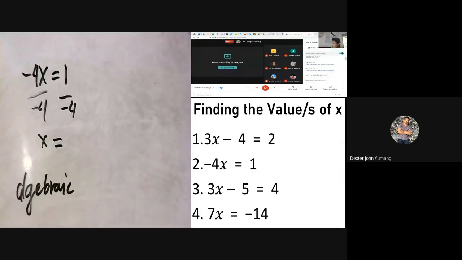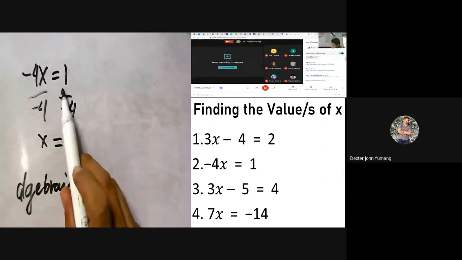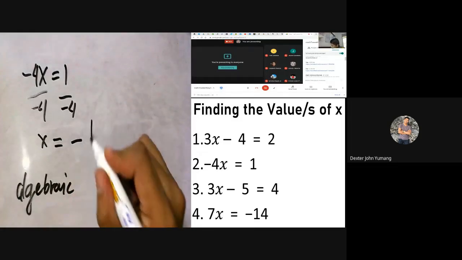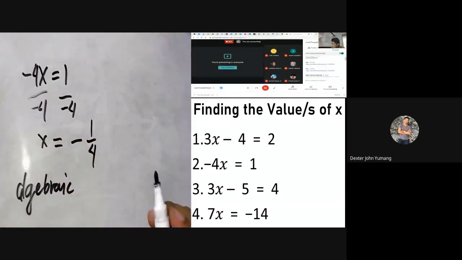Kung pareho ang negative-negative, magiging positive siya. Kung different signs sila, like positive-negative or negative-positive, magiging negative din siya. Tama? So ano nga ba ang sagot dyan? Is it positive 1/4 or negative 1/4? So the answer here is, tingnan nyo, si 1 is positive, si 4 is negative. So magkaibang sign sila, so negative 1/4 ang sagot dyan. Okay? So that is done algebraically.